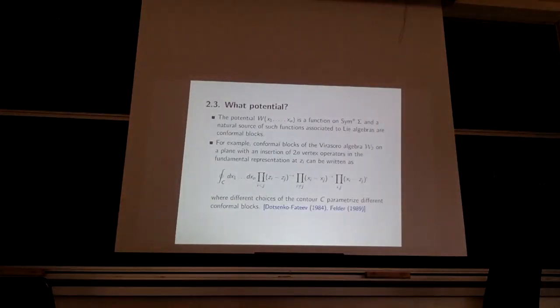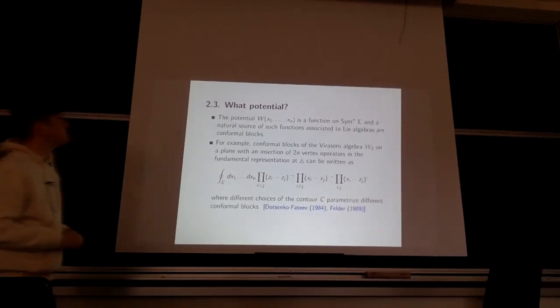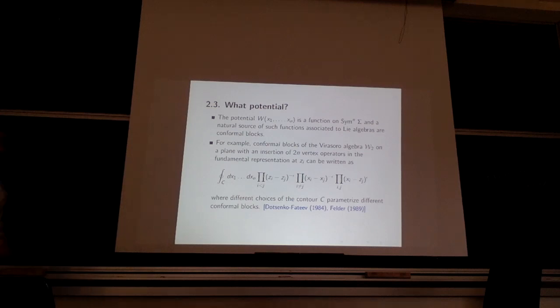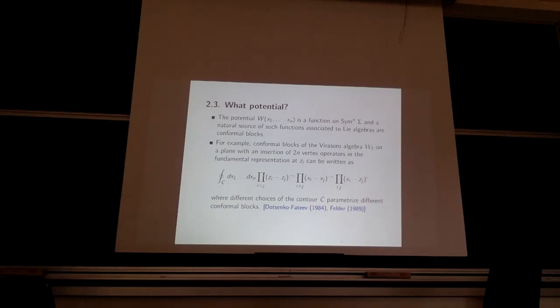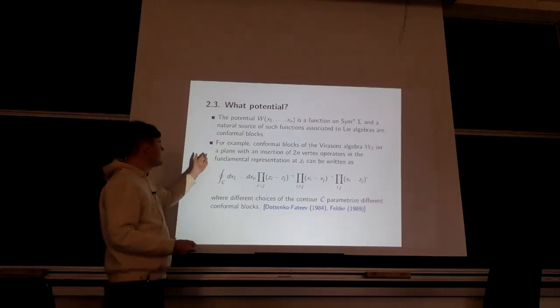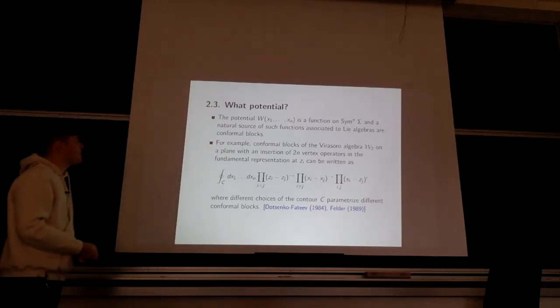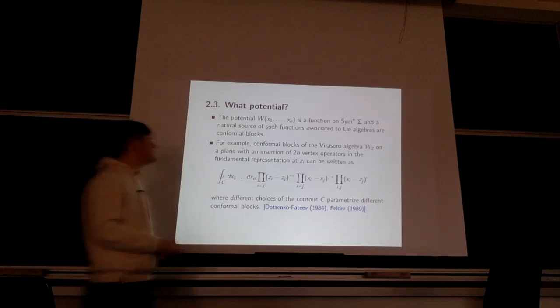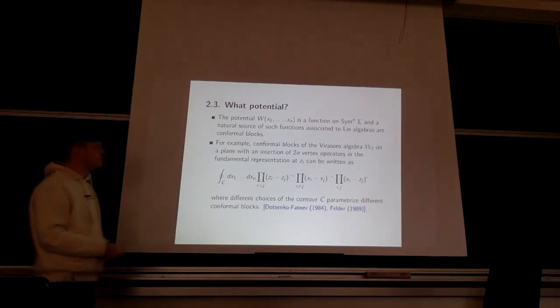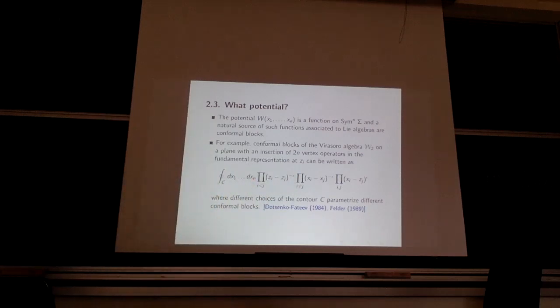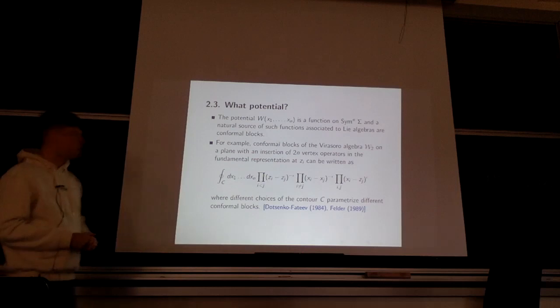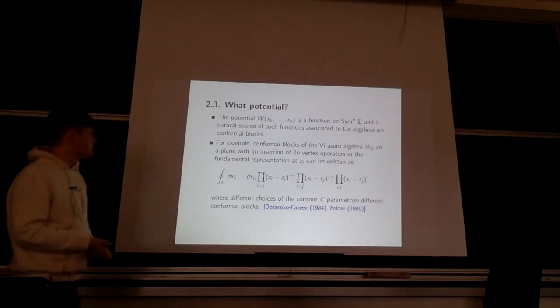Okay, so since we are dealing with a Landau-Ginzburg model, I need to tell you what the potential is. The potential needs to be a function on the symmetric power of sigma, and there is an actual source of such functions: associative algebras that are conformal blocks. Just to give you an example, a conformal block for the Virasoro algebra on a plane with insertion of two n vertex operators in the fundamental representation at positions z_i can be written in the following contour integral formula. This is a standard Coulomb gas prescription for computing conformal blocks.